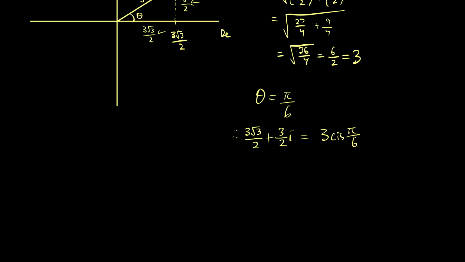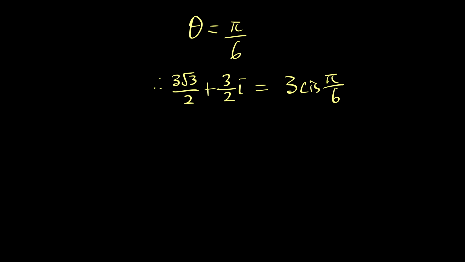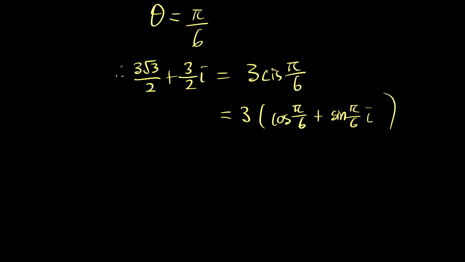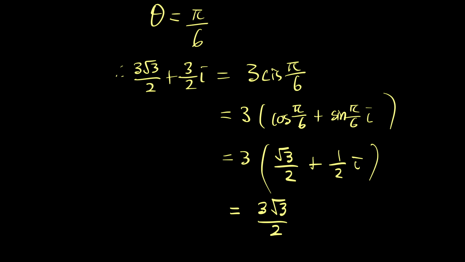And what I'm going to do for the sake of your understanding is just verify this. So this becomes 3 times (cos pi over 6 plus i sine pi over 6), right? And cos of pi over 6 is equal to square root 3 over 2, and sine of pi by 6 is equal to 1 over 2, times i. And as you can see, when we expand this, this is indeed true. So that is polar form.